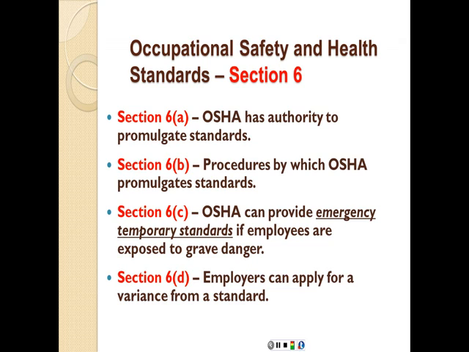The Occupational Safety and Health Standards, Section 6. Section 6A says OSHA has authority to promulgate standards, so they become law. Section 6B covers the procedures by which OSHA promulgates standards. How is that going to be done?